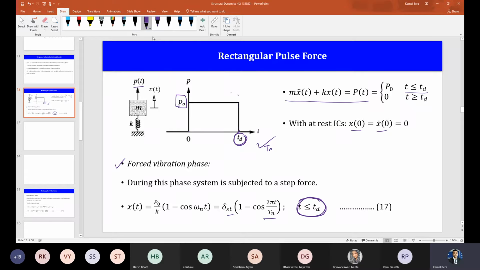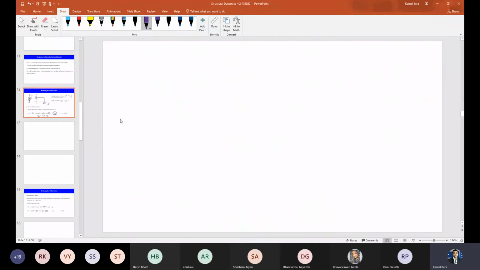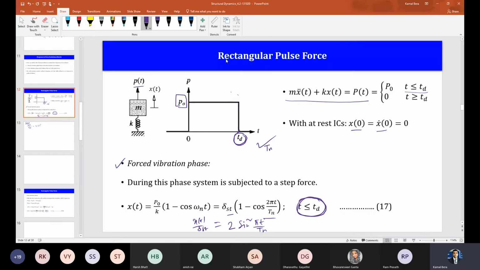Let us first try to plot the DLF, the dynamic load factor, versus Td by Tn. I can write x(t) by delta st equals 1 minus cos 2 theta, so 2 sine square of pi t by Tn. This is the forced regime: x(t) by delta st is equal to 2 sine square. Please see it carefully.